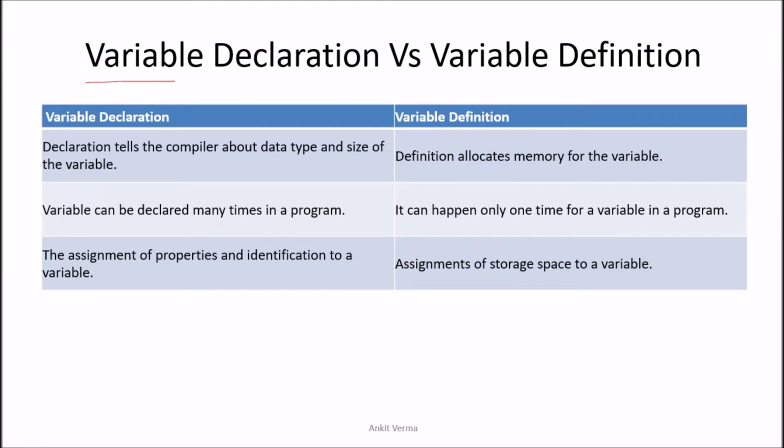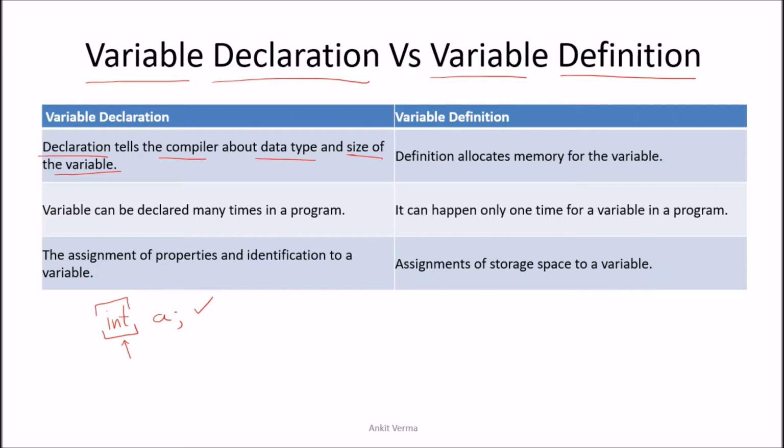Now we are learning the variable declaration and the variable definition. So, the difference between variable declaration and variable definition. The declaration tells the compiler about the data type and size of the variable. Once you declare the variable, let us suppose we are saying int a, the compiler knows that we are taking an integer data type and the size of an integer will be taken. So the type and the size are given by the declaration.